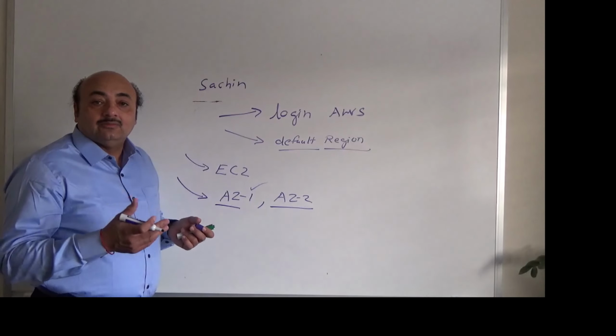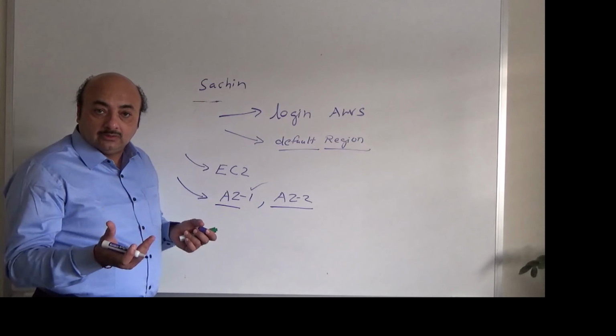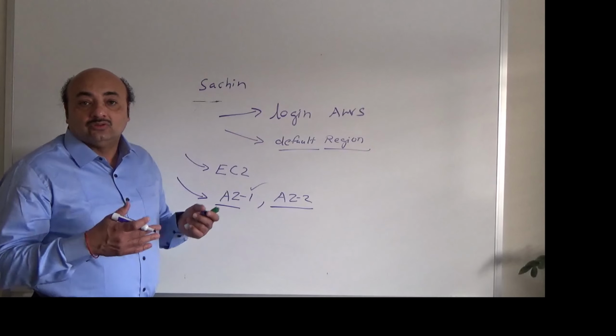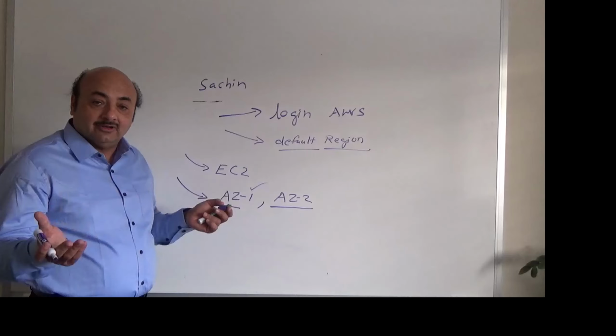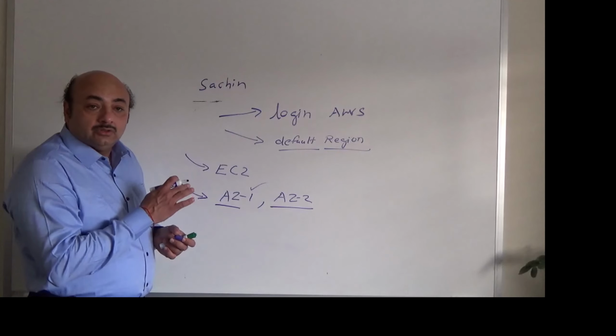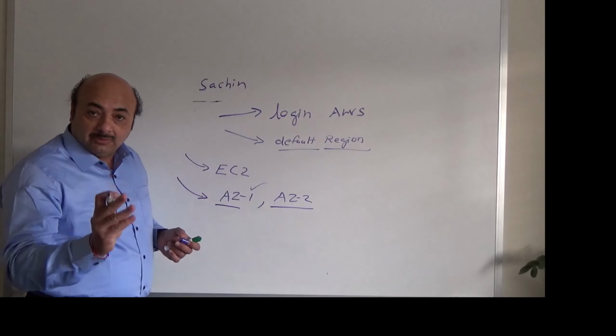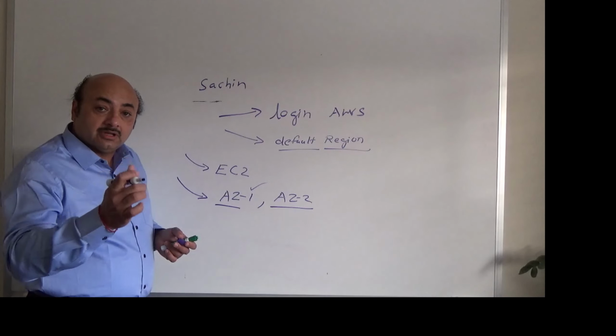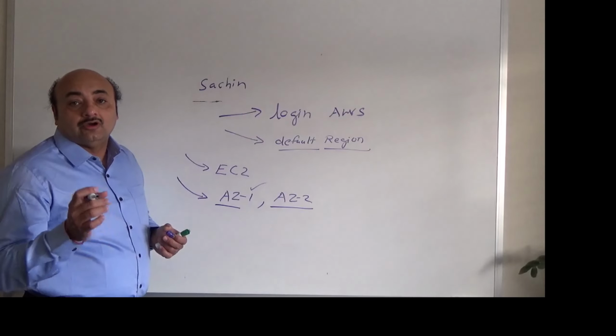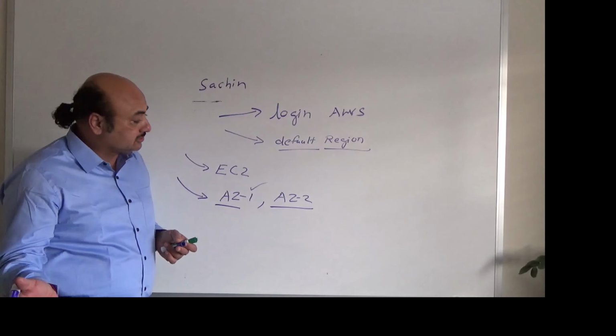Based on that, AWS creates availability zones, right? And down the line, if the demand increases, they go ahead and increase the availability zones also. Okay, so the region, the availability zone, and what exactly is an availability zone? Availability zone is a combination of multiple data centers.